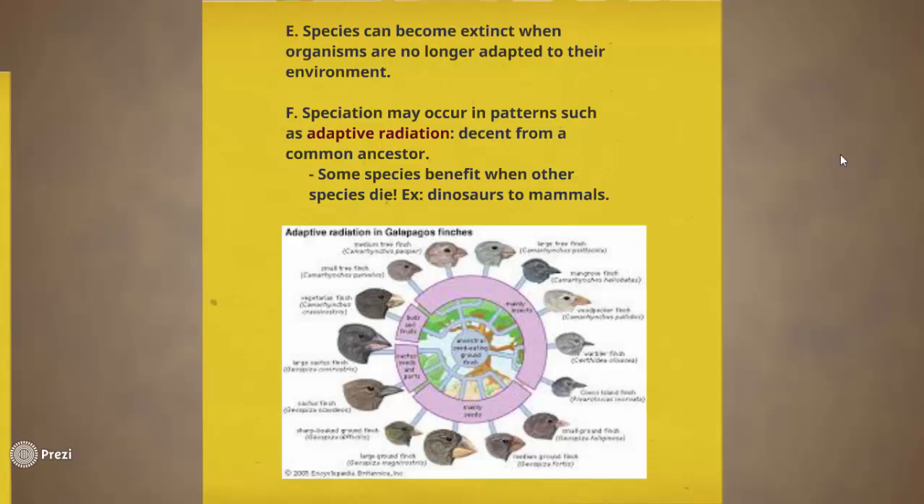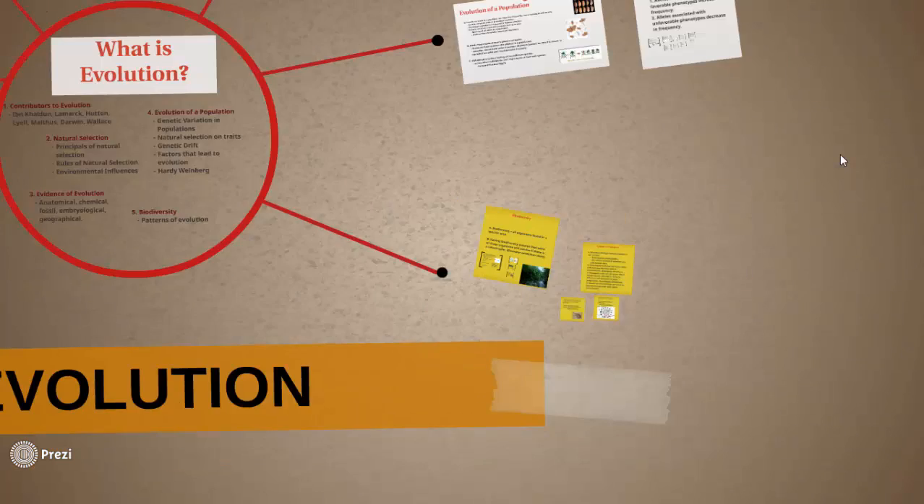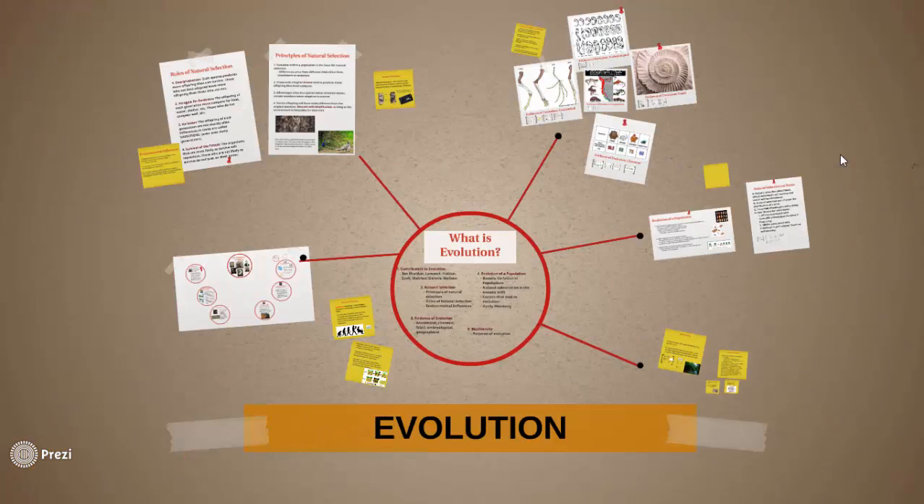Speciation occurs from a common ancestor. It's called adaptive radiation. And evolution can be slow and consistent, or it can be fast with long periods of no change. Some species have not changed or evolved at all because their environments have not changed, just like the horseshoe crab. The horseshoe crab is actually over 200 million years old. We have fossils that are that old, and the horseshoe crab has not changed since. It's a living dinosaur.